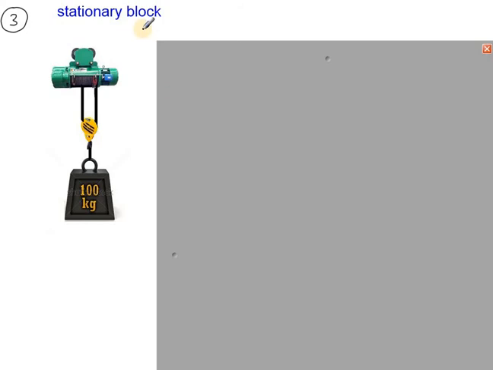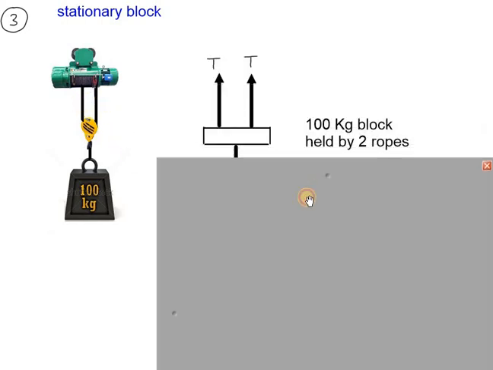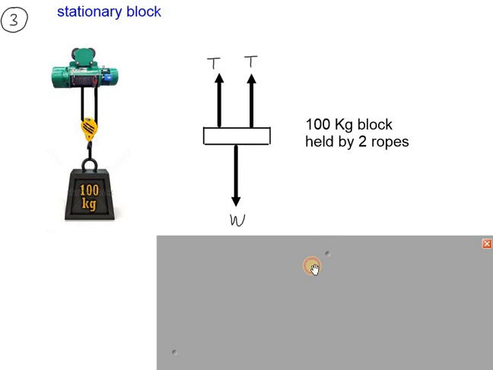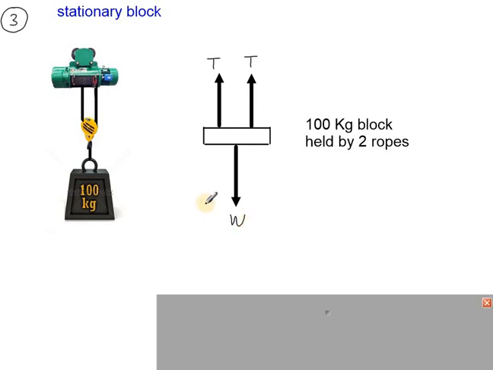Okay, example 3, we have a stationary block here, and it's held by these two ropes. So we can draw a diagram representing this situation. The weight is not 100, this is the mass. We have to use a simple formula to work out the weight. It's m times g, where g is 9.8 meters per second squared. So that gives us 980 newtons for the weight.